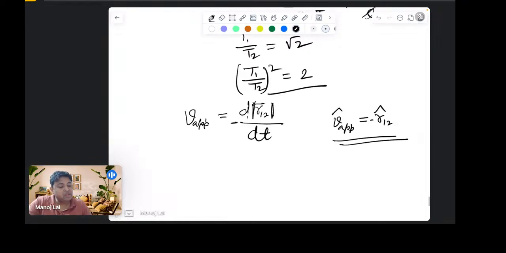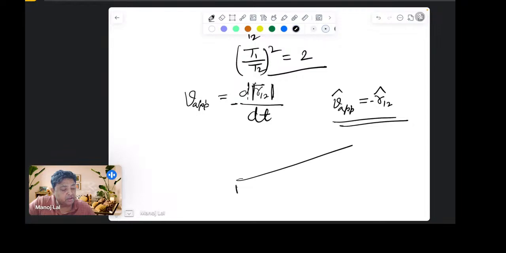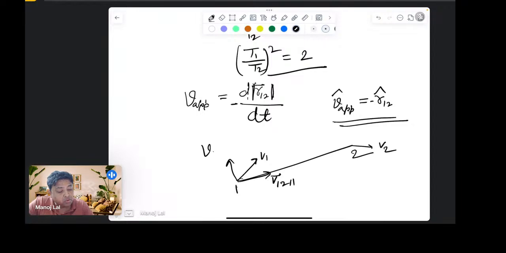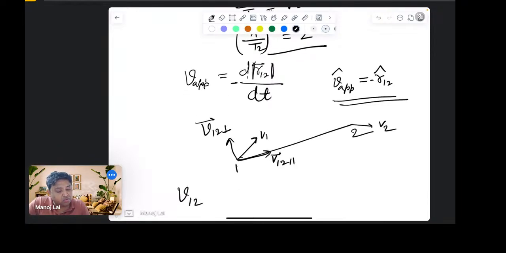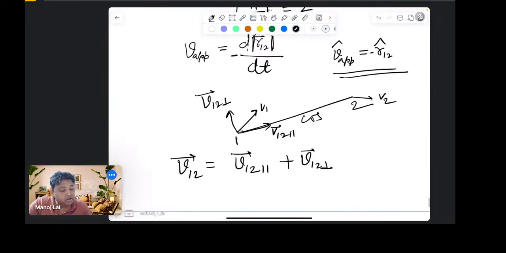The second thing I told you, which you must remember: this is 1, this is 2, this is the velocity of 1, this is the velocity of 2, whatever, but this is the velocity of 1 with respect to 2 parallel, and this is the velocity of 1 with respect to 2 perpendicular. Then I can say the velocity of 1 with respect to 2 is the velocity of 1 with respect to 2 parallel plus the velocity of 1 with respect to 2 perpendicular. Parallel is the line of sight. This I call the velocity of approach, plus the velocity of 1 with respect to 2 perpendicular.